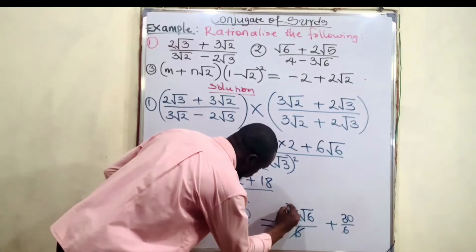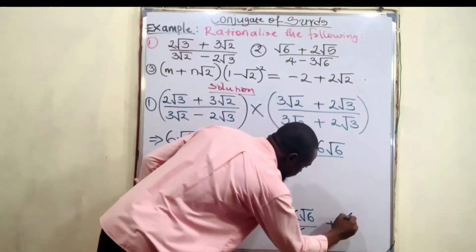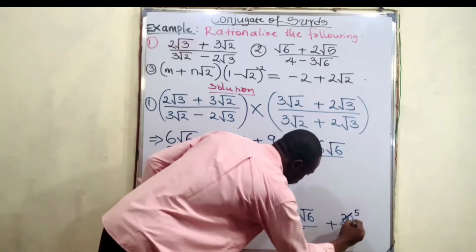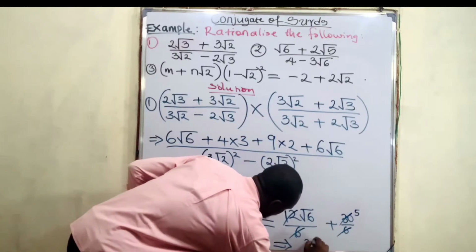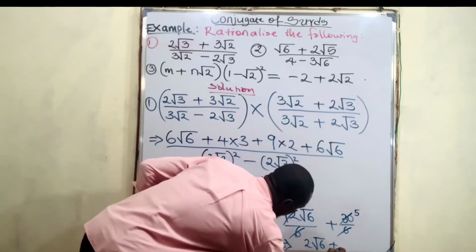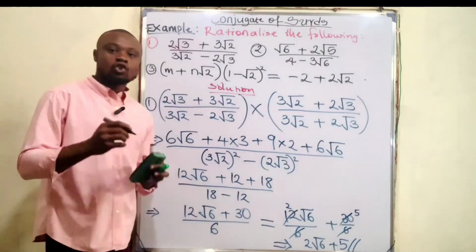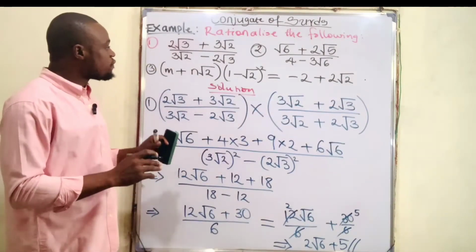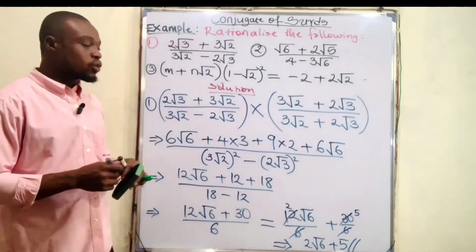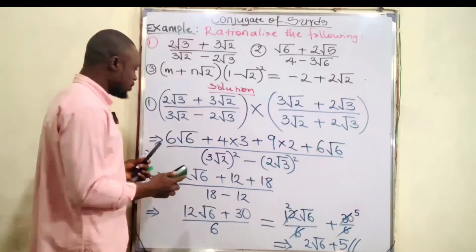12 divided by 6 is what? 2. 6 divided by 6 there is what? 1. And 30 divided by 6 is what? Is 5. So finally our answer is 2 root 6 plus 5. That is our answer. So we have 2 root 6 plus 5 as our answer to the first surd, which is this one. So I am just going to clean this, and we'll start with the second one immediately.